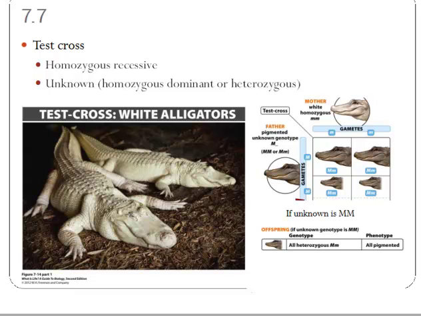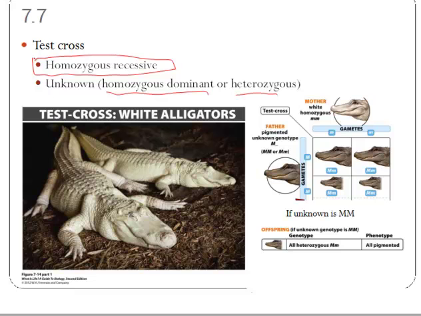When you're working with things like giraffes, or in this case crocodiles, or plants, you can do a test cross to figure out if the individual you're looking at is homozygous dominant or heterozygous, because they look the same, right? So you can do a test cross. In a test cross, one parent is always going to be homozygous recessive, and the other parent is unknown.